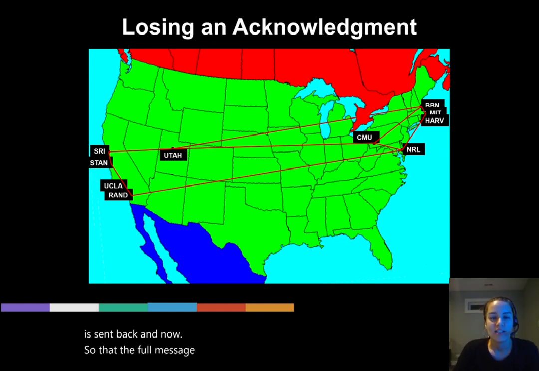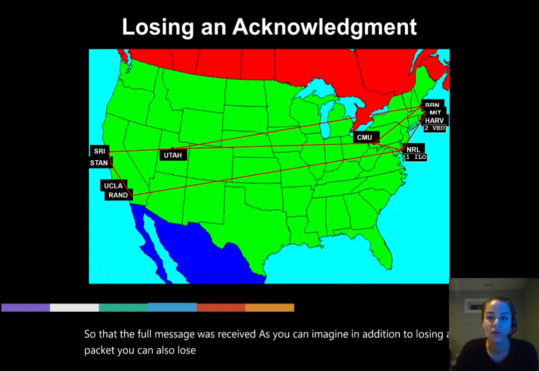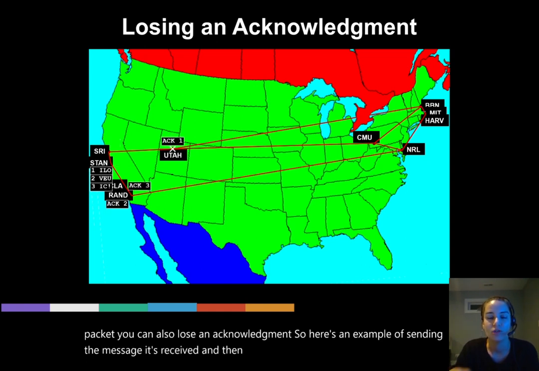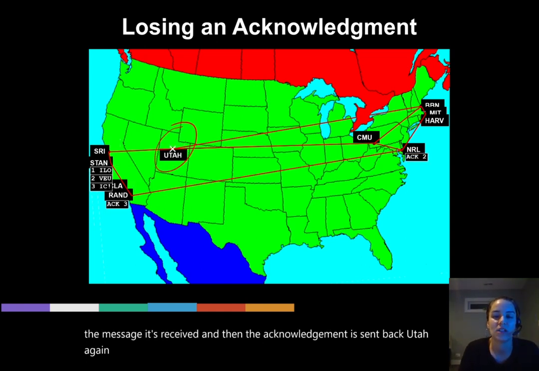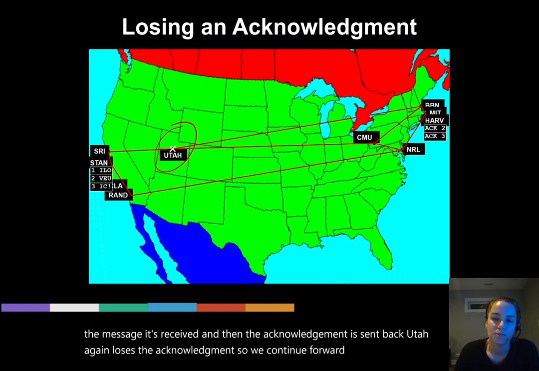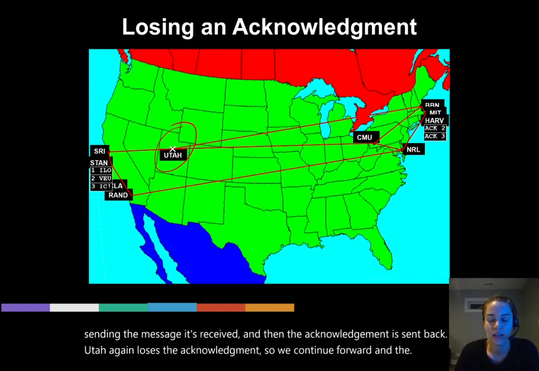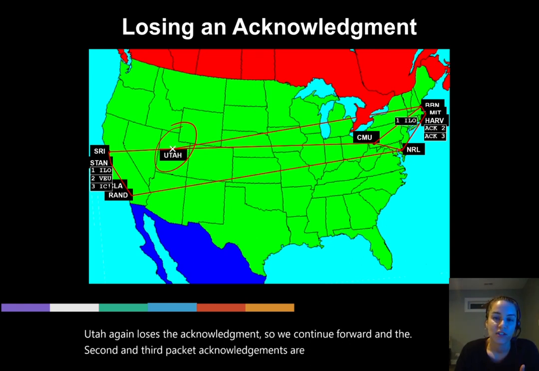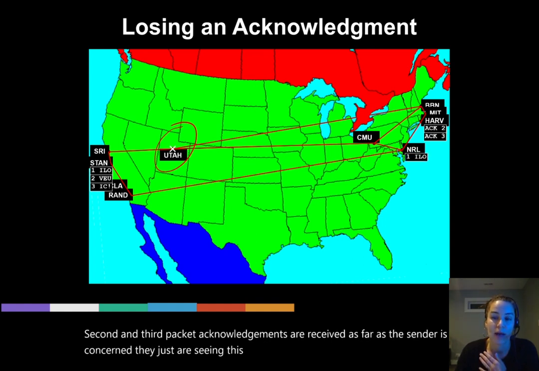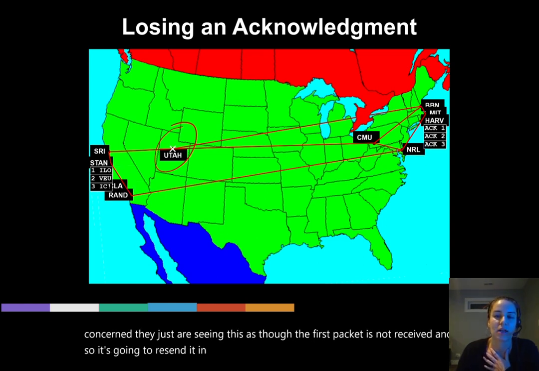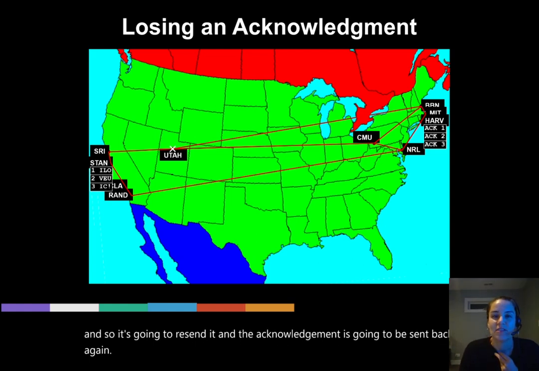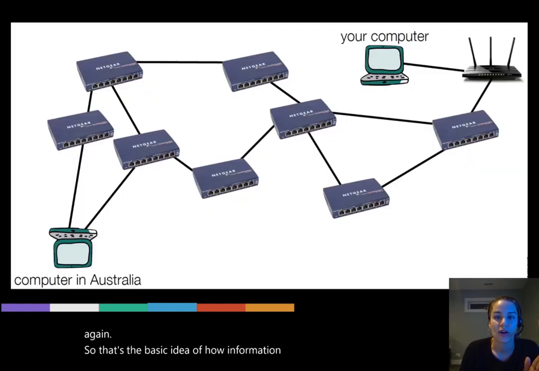As you can imagine, in addition to losing a packet, you can also lose an acknowledgement. So here's an example of sending the message. It's received, and then the acknowledgement is sent back. Utah again loses the acknowledgement, so we continue forward, and the second and third packet acknowledgements are received. As far as the sender is concerned, they just see this as though the first packet was not received, and so it's going to resend it, and the acknowledgement is going to be sent back again. So that's the basic idea of how information is transported along the graph.